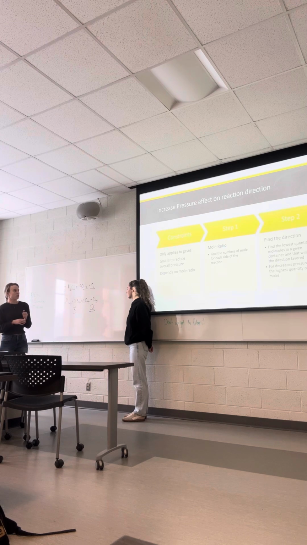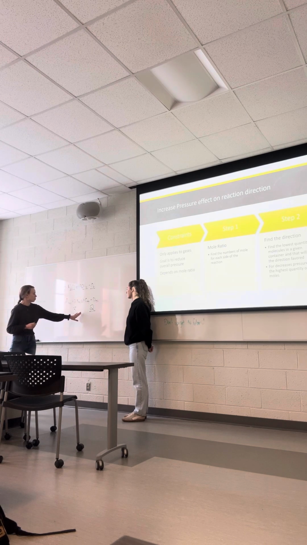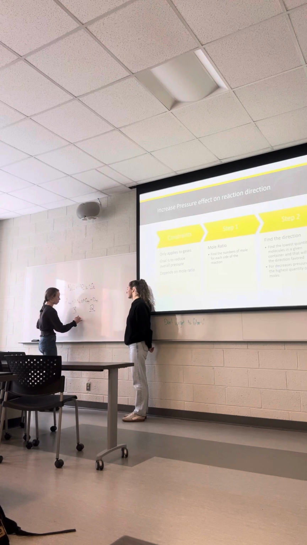So you find the number of moles, so I have 2, 3 and 2, and then I find the direction. So I want the least amount of moles, I'll go with the 2. So I know that this reaction will favor the forward direction if I increase the pressure.